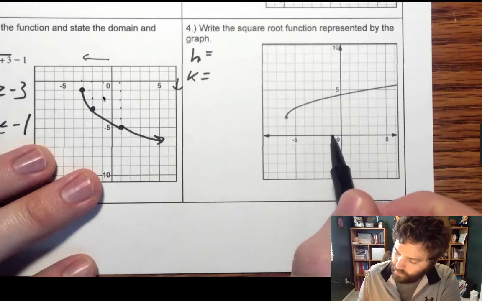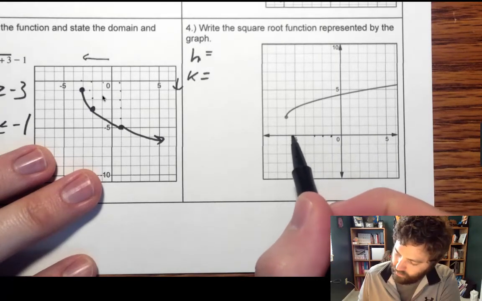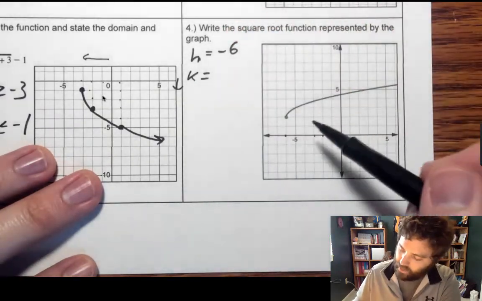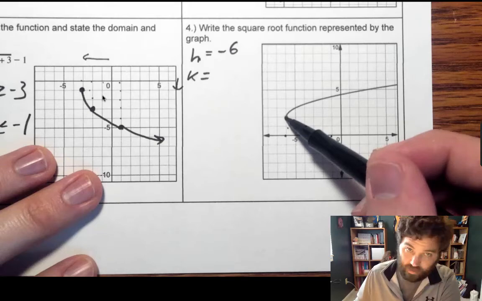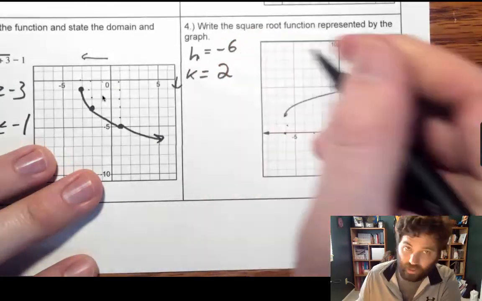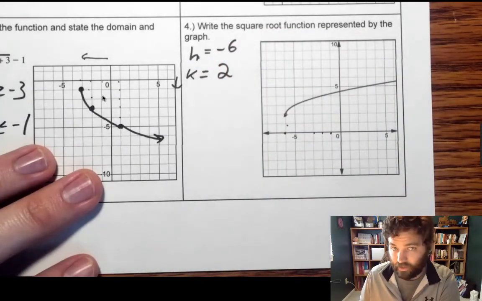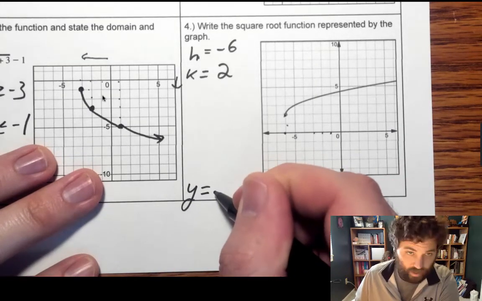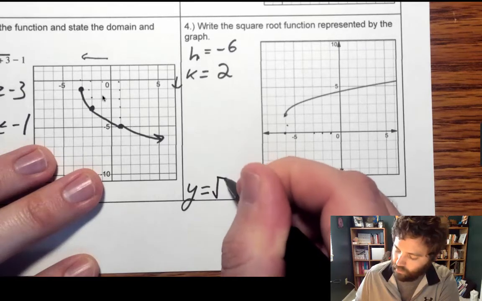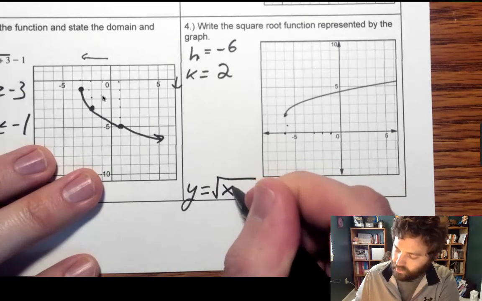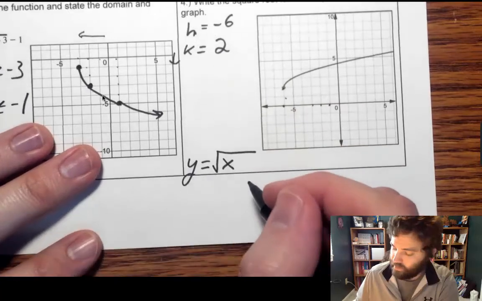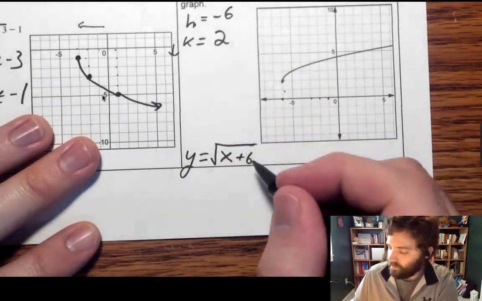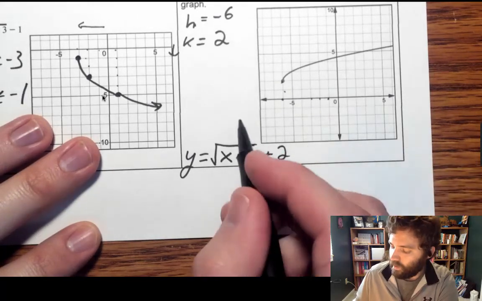So you can see that this has been moved to the left 1, 2, 3, 4, 5, 6. So h is going to be -6. And you can see that this has been moved up 2 units. So k is 2. And from that, you can just drop that into the general form of the equation. So it's y equals a, like I said, is always going to be 1 when we give you a problem like this, times the square root of x minus h, with h being -6, so it's going to be x plus 6, and then plus k, so plus 2. And there's the equation.